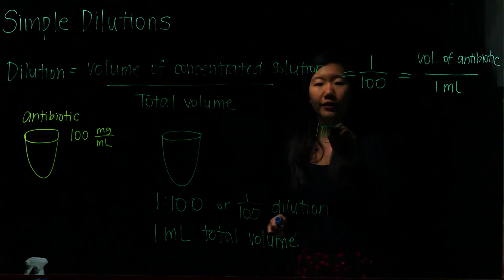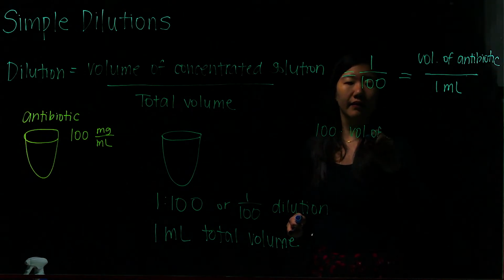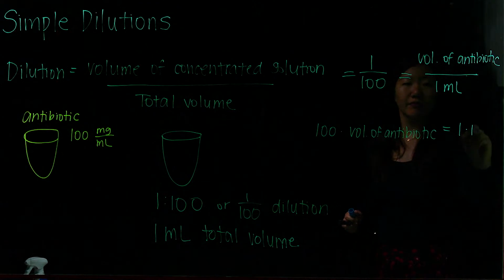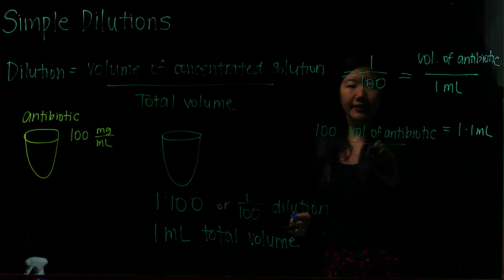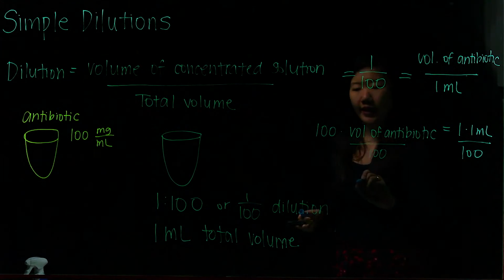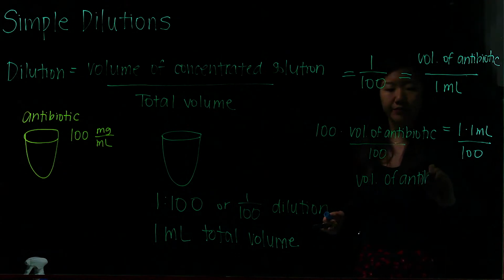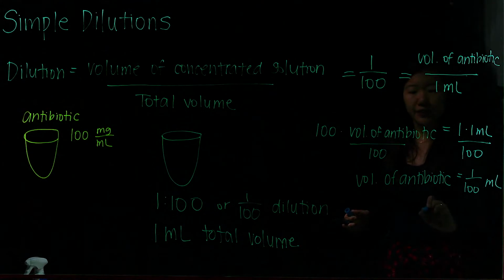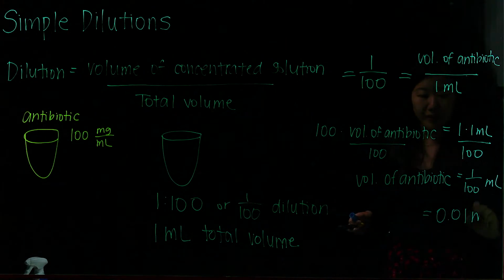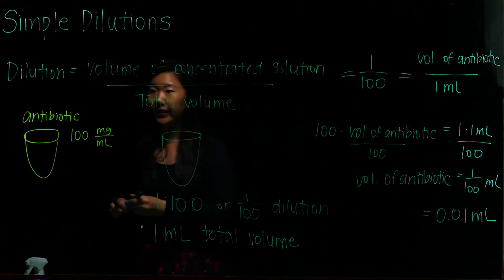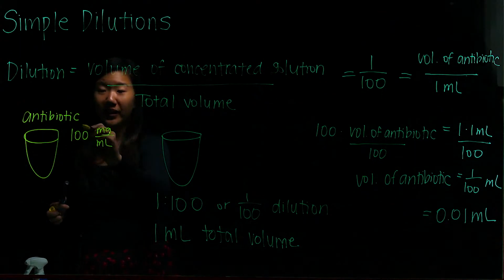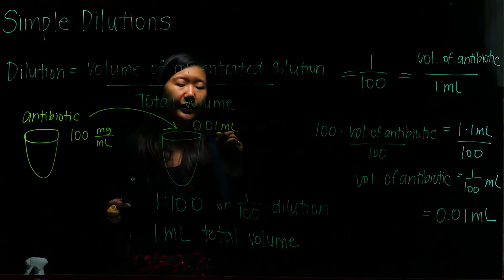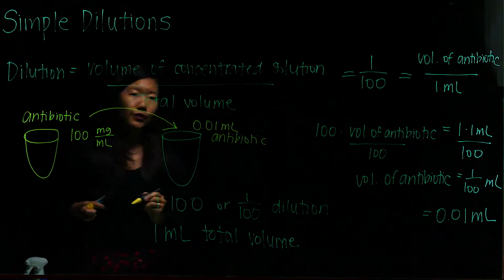So let's solve for the volume of the antibiotic. If we cross multiply, divide each side by 100, and the volume of the antibiotic is 1 over 100 milliliters, which is the same as saying 0.01 milliliters. So if we go back to our tube over here, to make this 1 to 100 dilution of the antibiotic, we would add 0.01 milliliters of the antibiotic to a new tube.